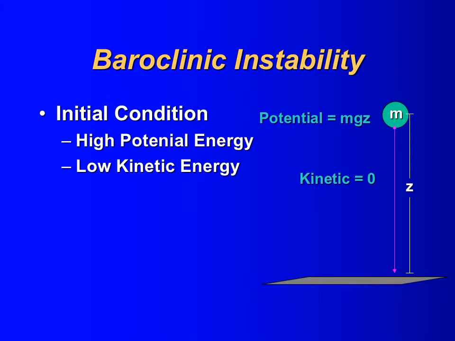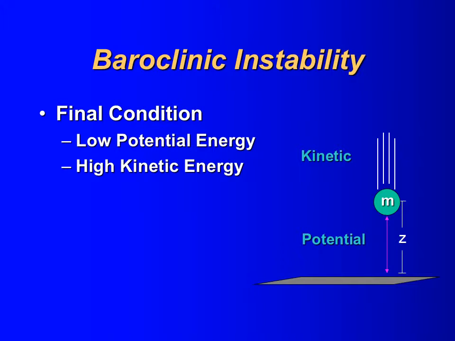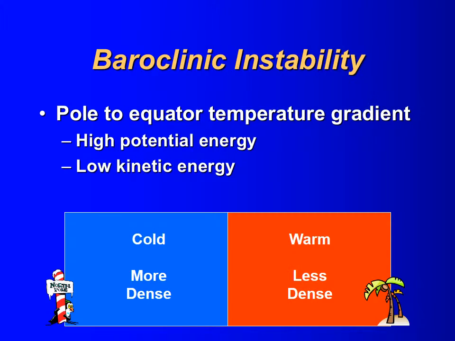So our initial condition, you have high potential energy. It's like a ball above the ground. It's at a high altitude and gravity is pulling it down. You let the ball drop and that potential energy is converted to kinetic energy. And in that process, it's losing potential but gaining kinetic. That's what's happening in our atmosphere.